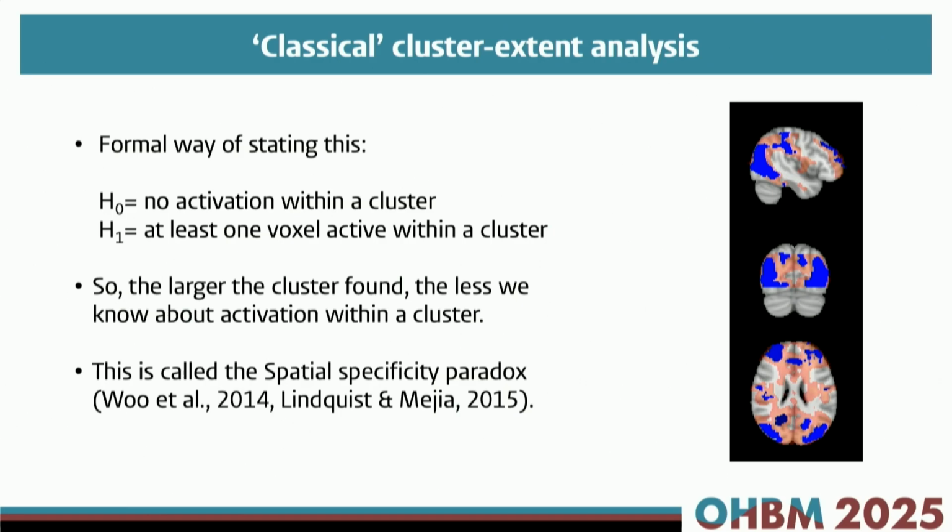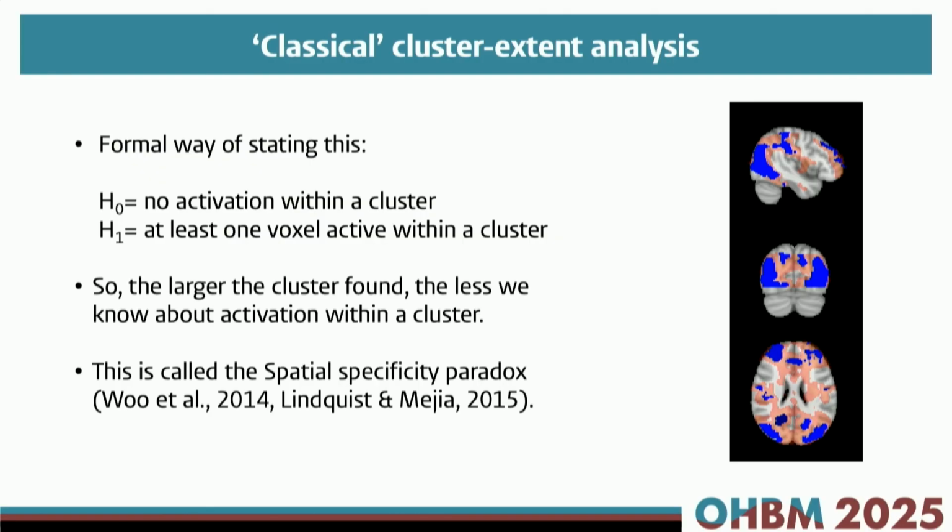So the paradoxical thing is that the larger the cluster you find, the less you know about where activation is in a cluster. And this is what is called the spatial specificity paradox. It has been talked about, well, already I think 10 years ago, but it's not very common that everyone truly sees it every time that this is actually going on.